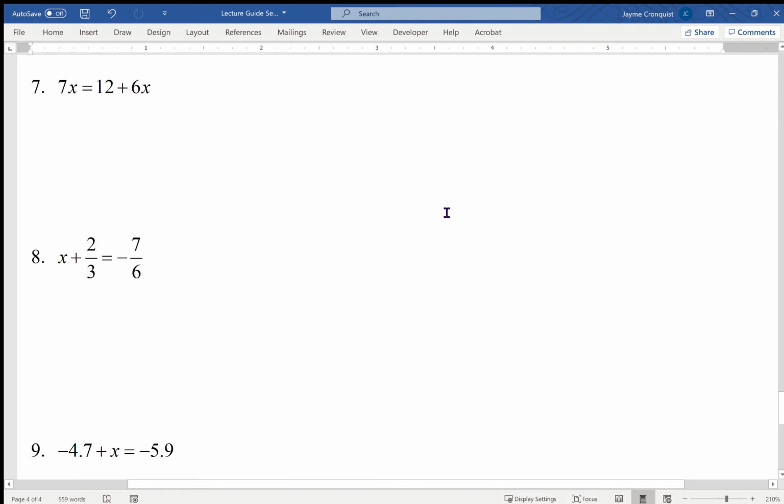All right, here I have x's on both sides, so I'm going to move the smaller, minus 6x. Well, 7 minus 6 is 1, so I have just x on that side. And I don't have any constants to add to the 12, so it's just 12.